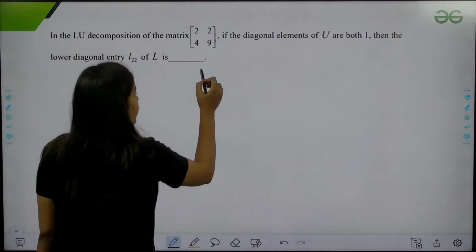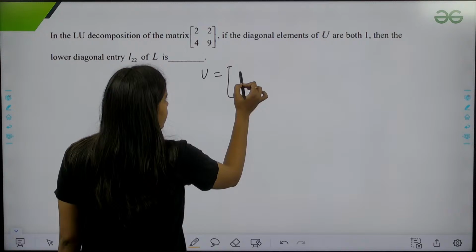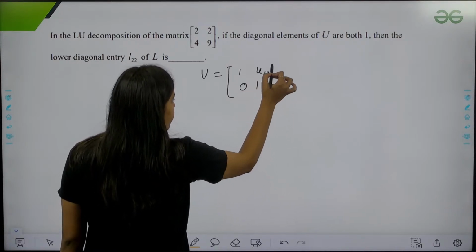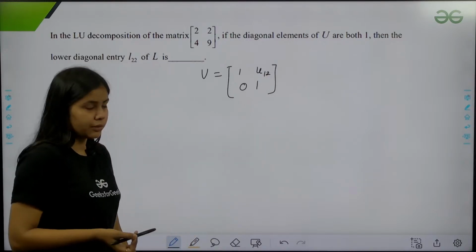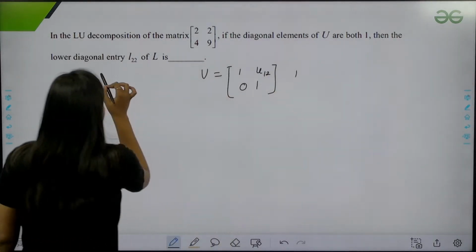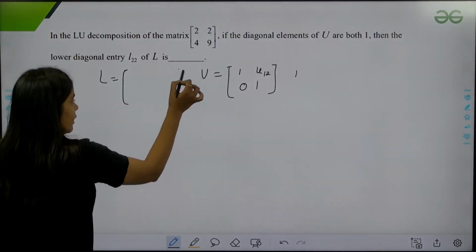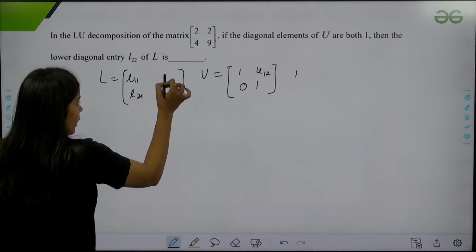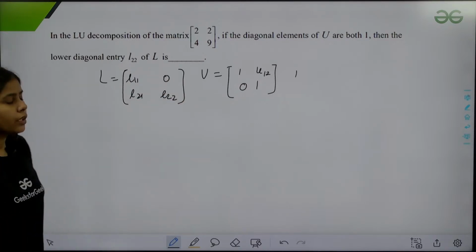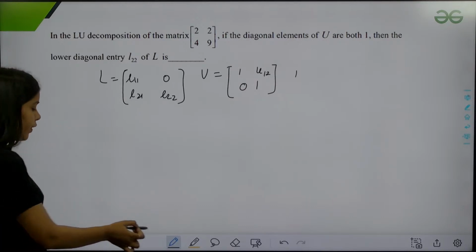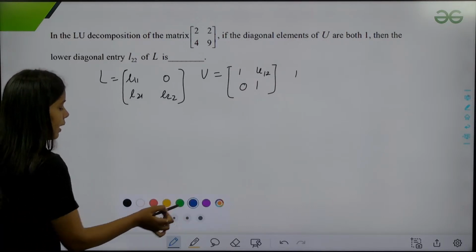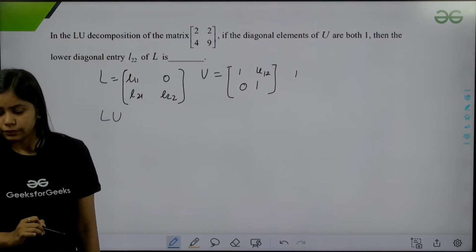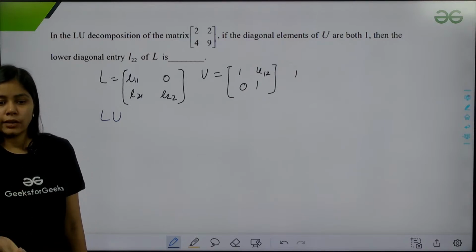So here we are given that U has diagonal elements 1, right? U is an upper triangular matrix, so let's write it down with U12 in the first row, second column. Then L will become, let's write down L here. L is a lower triangular matrix. L will be L11, L21, L22, and we have 0 here. So we have to find out the value of L22, right? To find out the value of L22, I'll solve the LU decomposition.